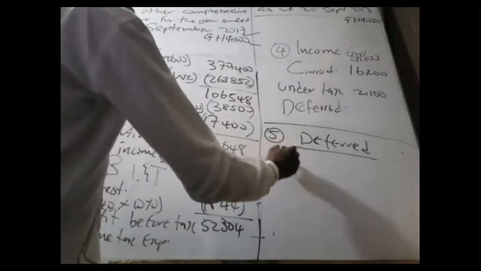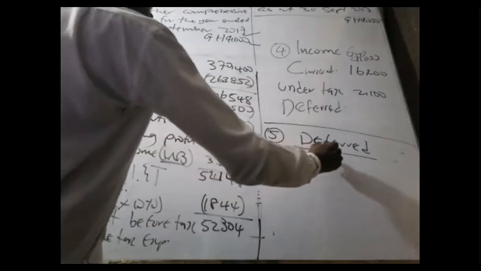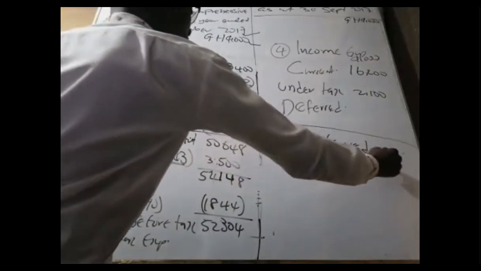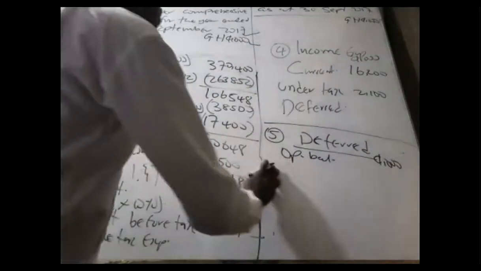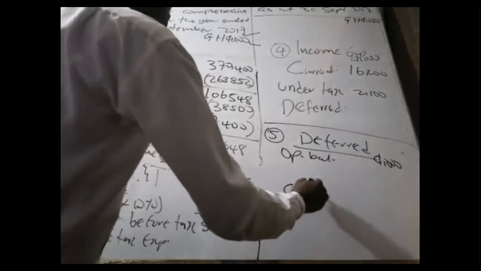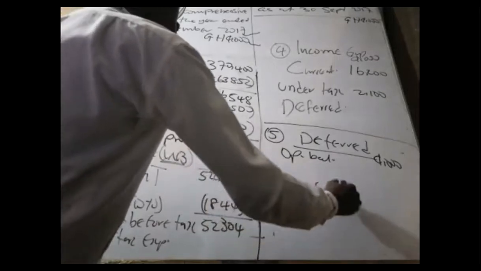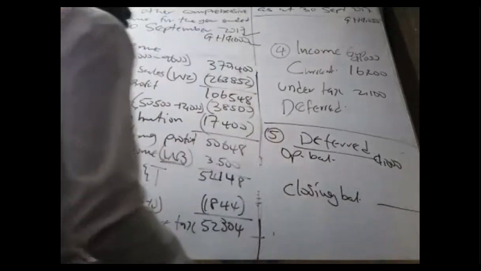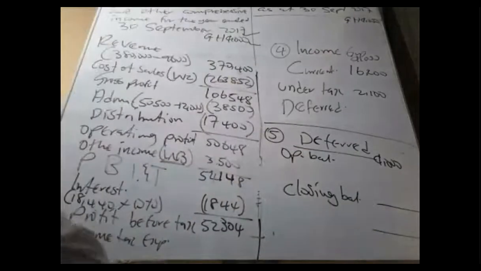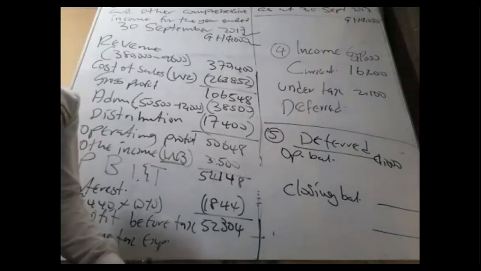Try the examiner. Opening balance. Don't forget your currency. Leave a space and write a closing balance here. That is all. The movement. We are done. So let's do something in here. How do you get the opening balance? It's on the trial balance.